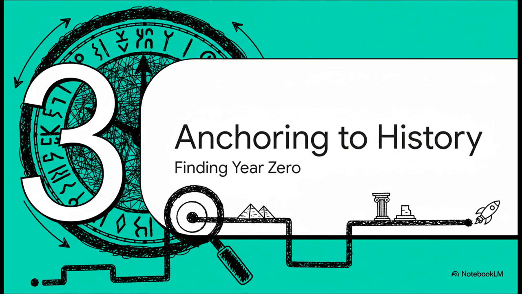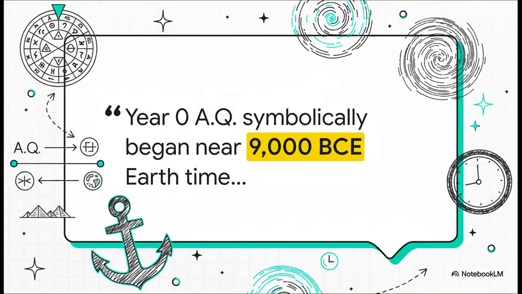Right. So we have this huge chunk of time, but it's just kind of floating there, totally untethered. For it to mean anything, we need to anchor it to our own history. We have to find year zero for the Arreqqana. And here it is. This is the final, critical piece of the puzzle. Their own records say that year zero AQ lines up with roughly 9,000 BCE on our timeline. This is our anchor. This is the moment their civilization's calendar officially kicks off.